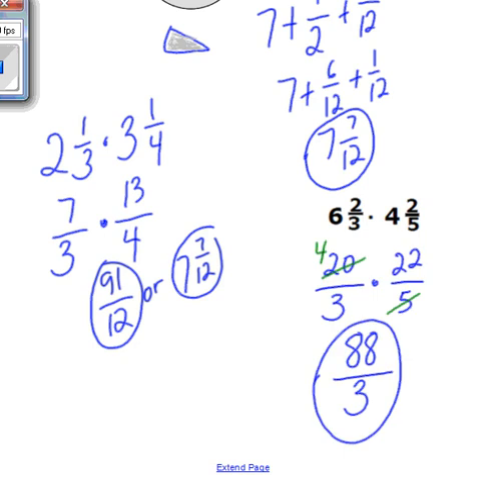Okay. All right, so we did this problem. Is everybody in agreement that we should have gotten 88 thirds? We did 20 thirds times 22 fifths. Do good canceling here. Cancel the factor 5 out. That makes a 1 there. So you get 4 times 22 over 3 times 1, 88 thirds.